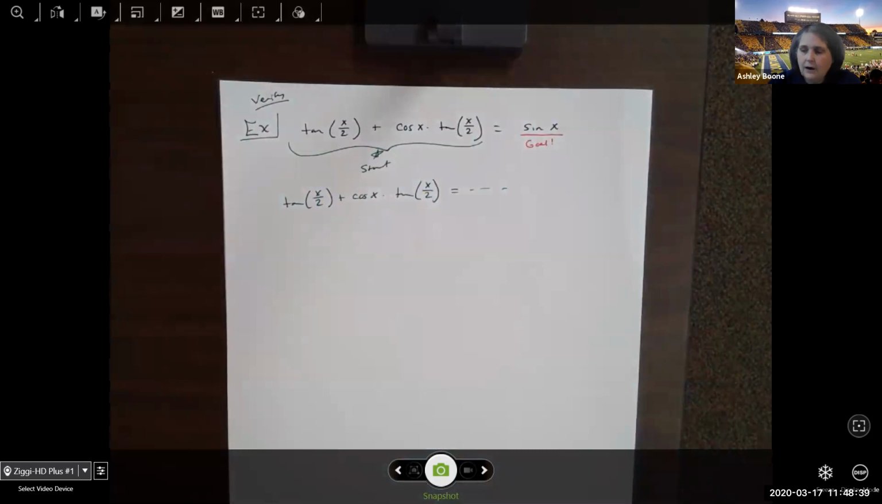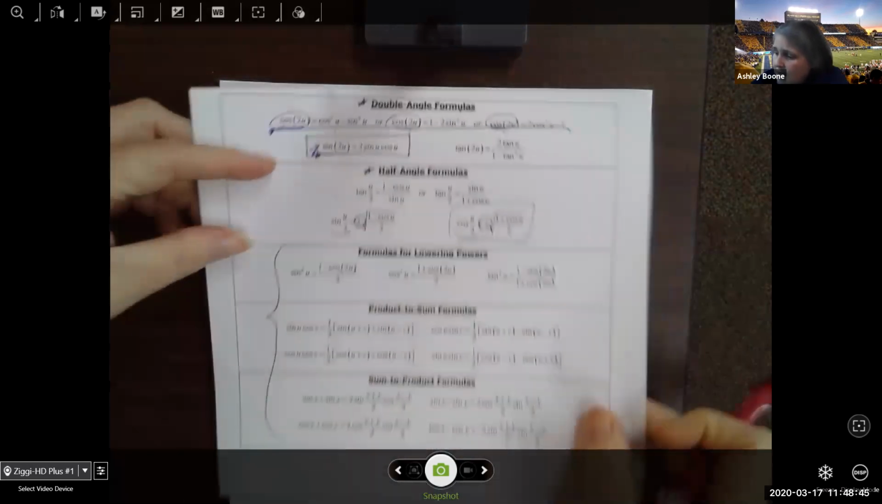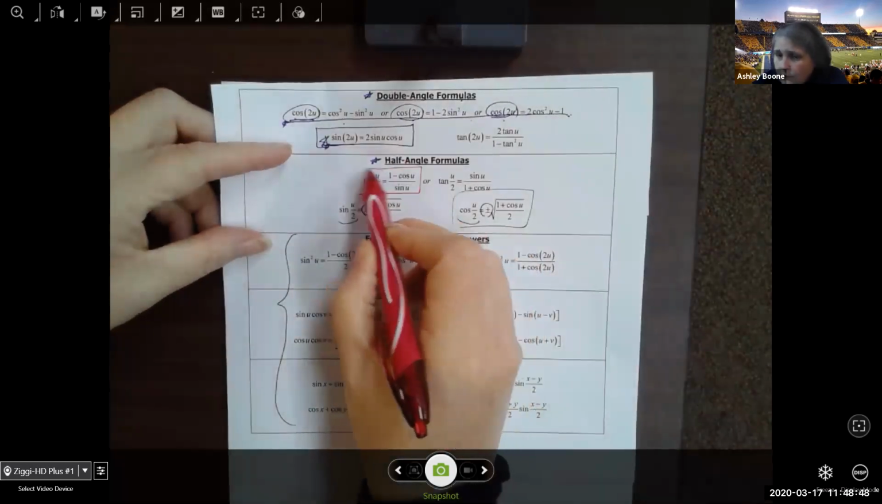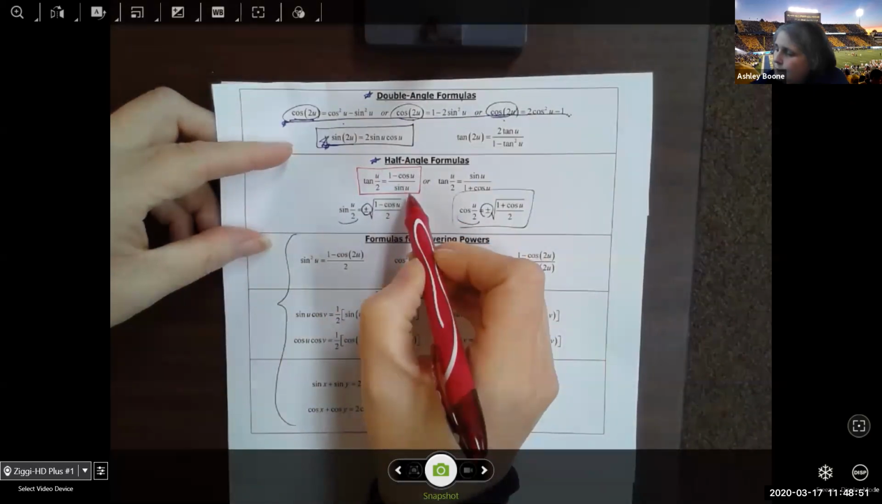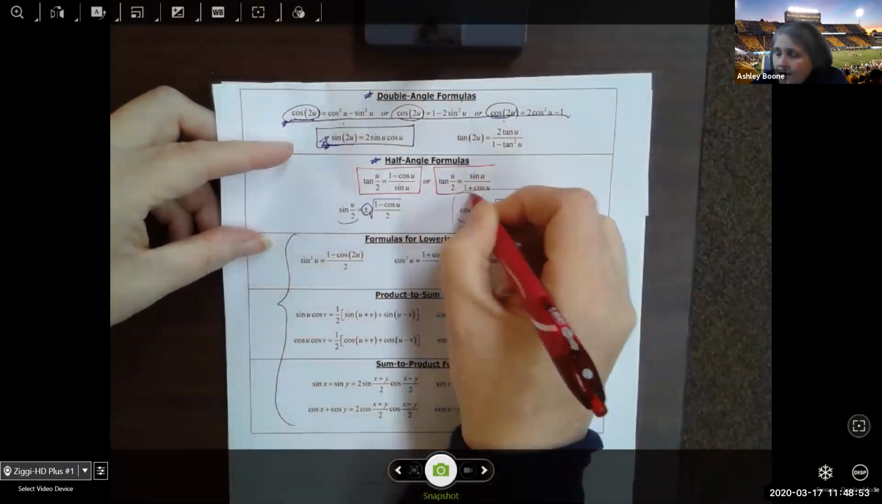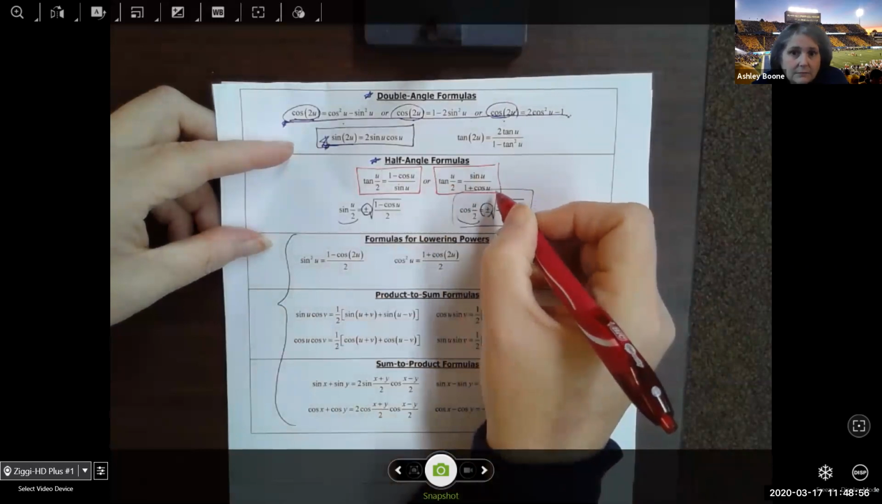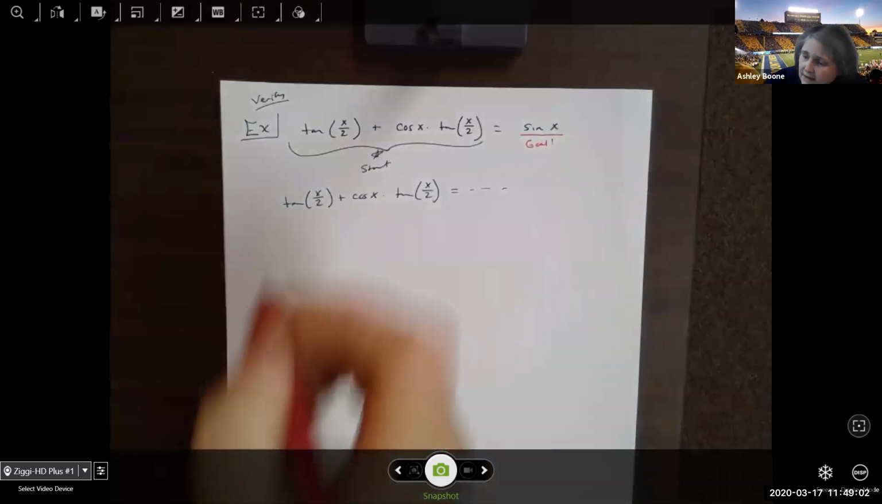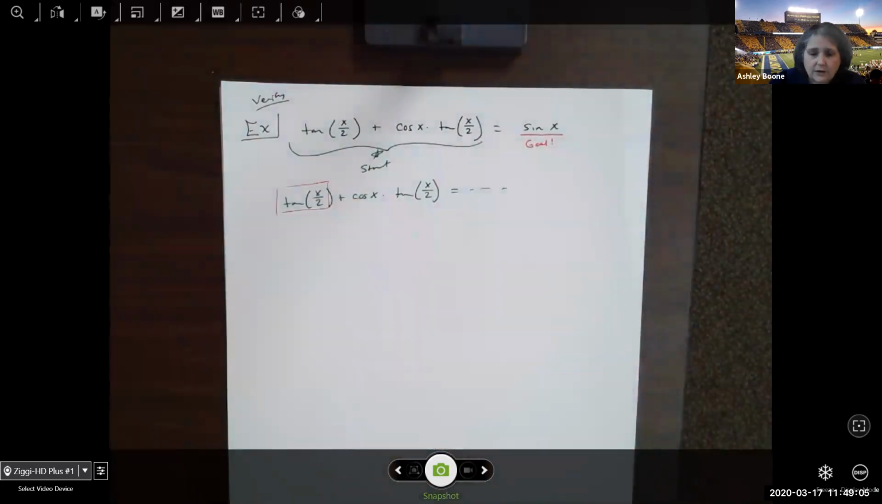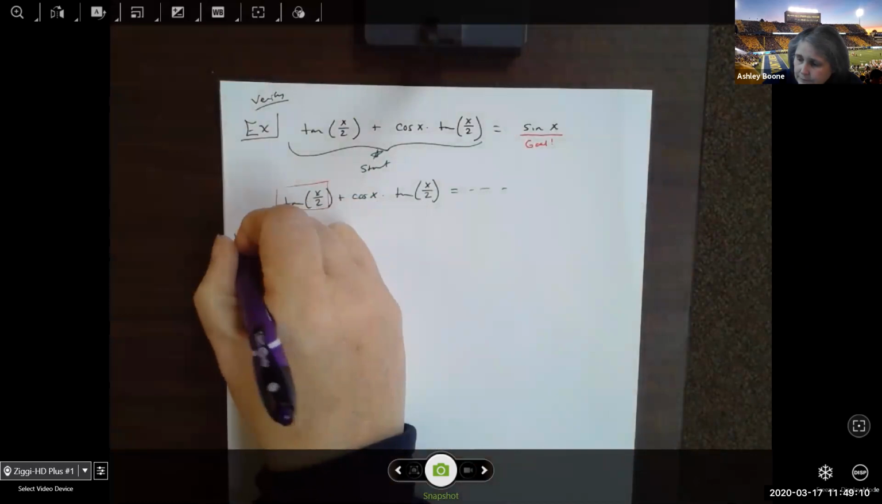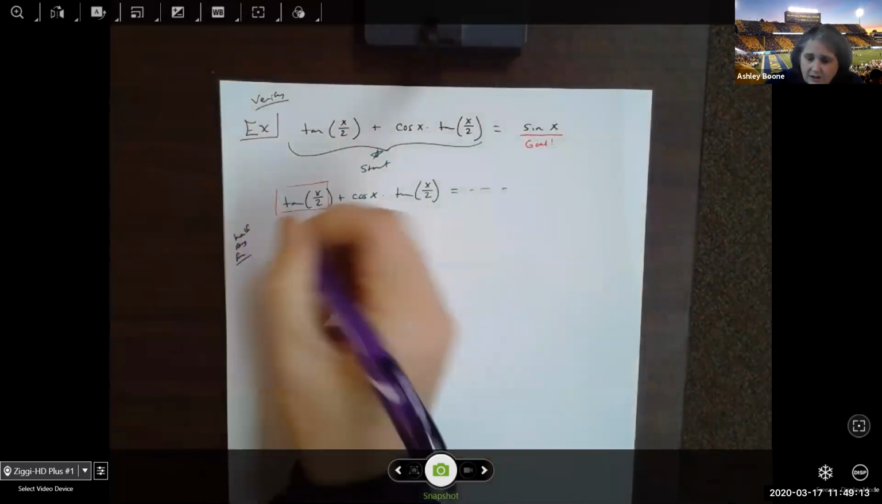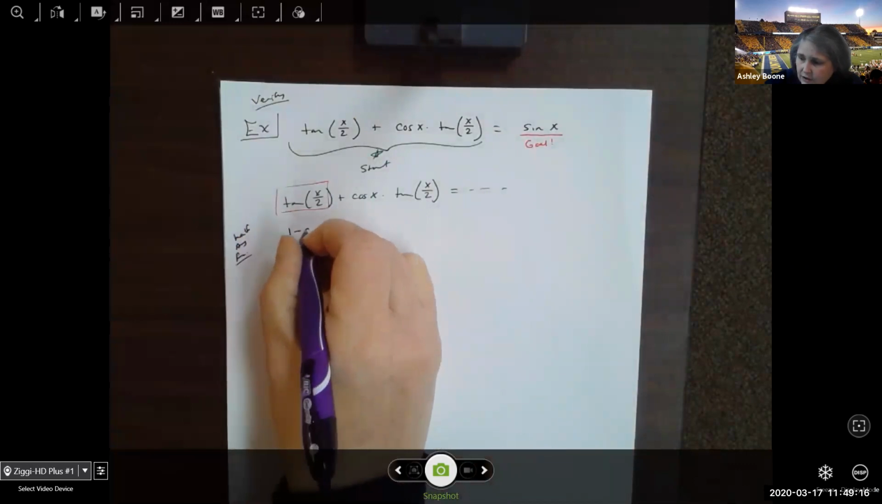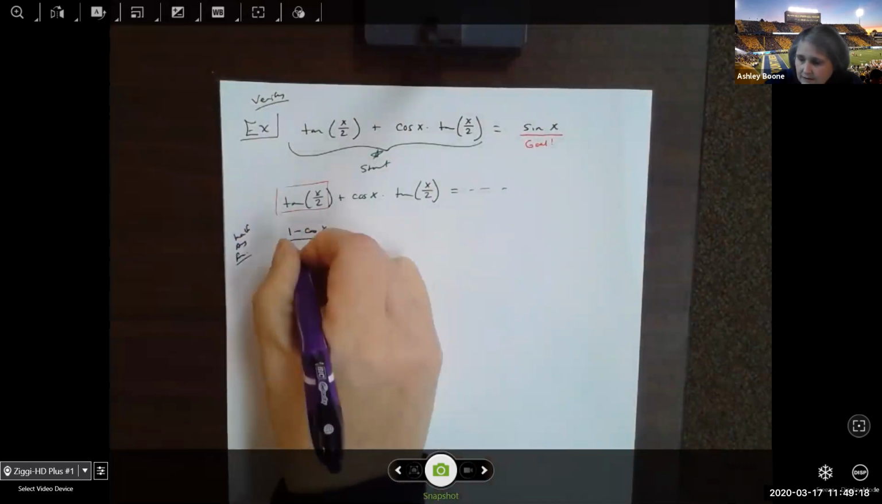Now, we actually have two formulas for half angle. The tangent of an angle over 2 is 1 minus cosine of the angle over sine of the angle, or tangent of the angle over 2 is sine of the angle over 1 plus cosine of the angle. I'm going to go ahead and just use the first one. So I'm looking at my half angle formula. Tangent of x over 2 is 1 minus the cosine of x over the sine of x.